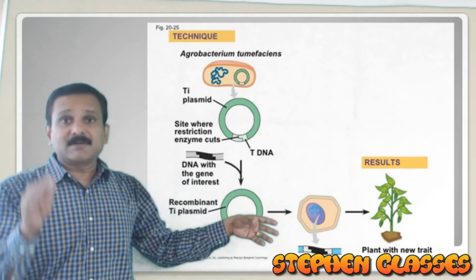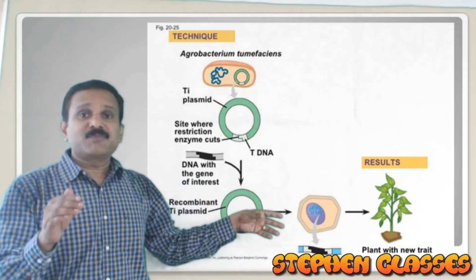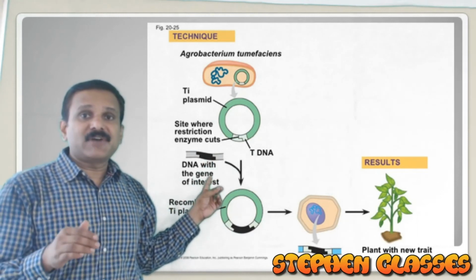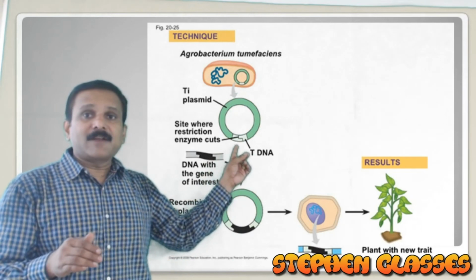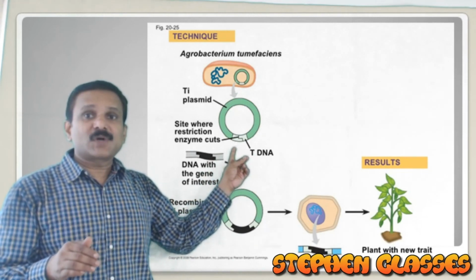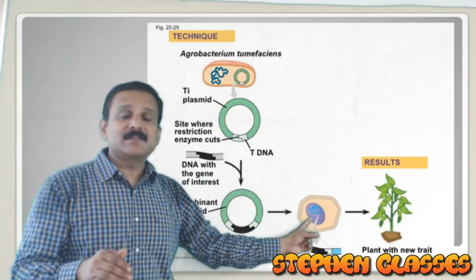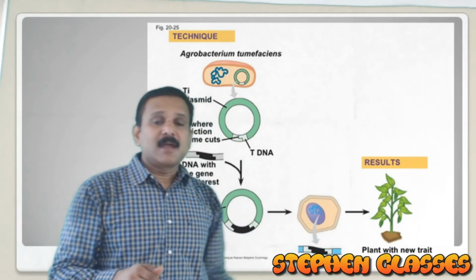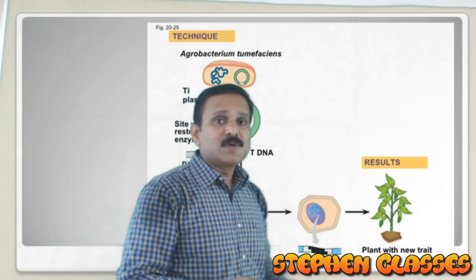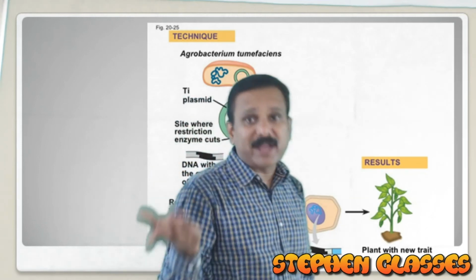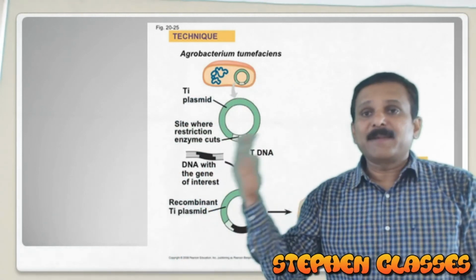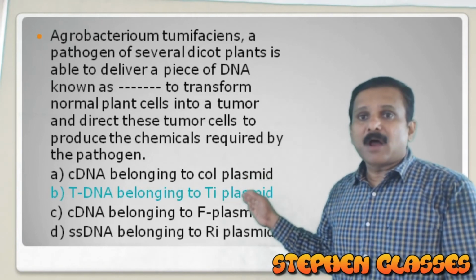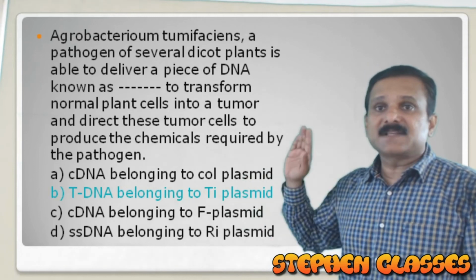But here in our biotechnology, what we do, we are inserting the gene of interest. So the DNA with the gene of interest will be incorporated into the T-DNA portion, so that we are introducing the desired gene into the plant cell, and you can see the plant with a new trait, a plant with a new character formed. So Agrobacterium tumefaciens can be used as a very good vector for plants. So coming to the question now, in this question our answer will be option B. So T-DNA belonging to Ti plasmid, that is our answer for this question.